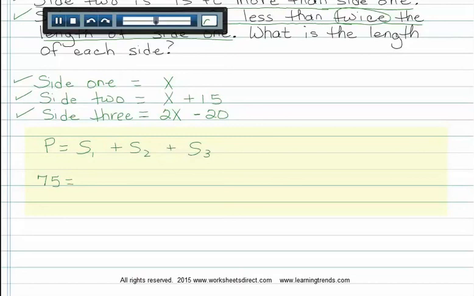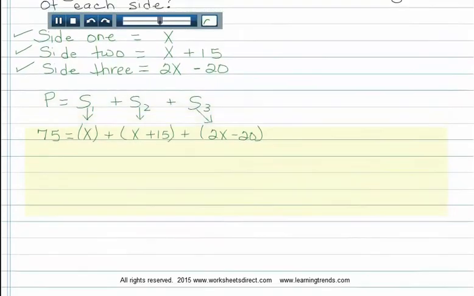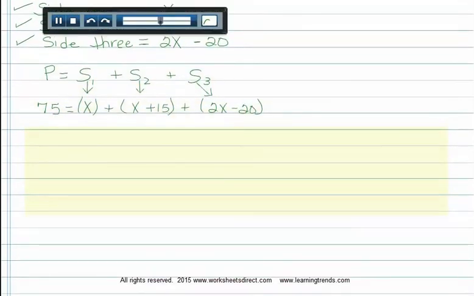Side 1 is x, and I will go ahead and put that in parentheses because that will represent that this is side 1. Side 2 we said was x plus 15. Just draw a little arrow there. There's side 2. And side 3 is 2x minus 20. So we've done the second step. We have set up and we have written the equation. Our third step tells us that we must solve and answer the question to the problem. So let's go ahead and solve this equation.